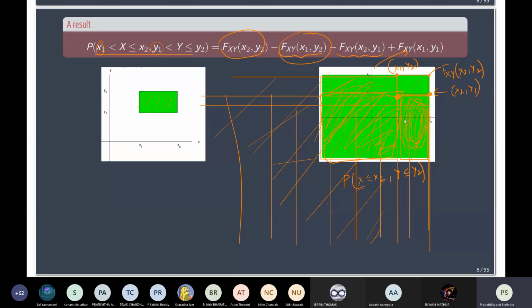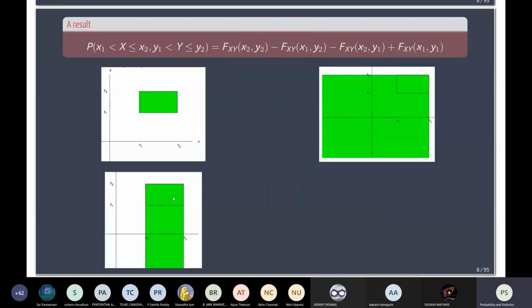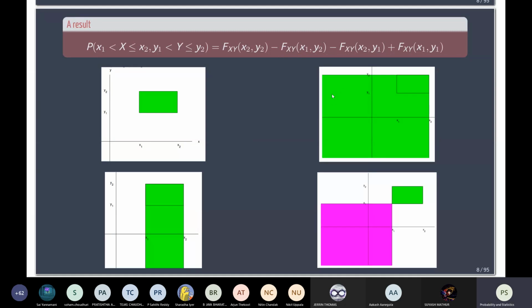Okay, so this is this part. For the moment we are at the green region, and then if we did this subtraction, we are left with this area now. And if we did this subtraction, then actually this area will be gone. This area will be gone, but apart from this, this region also is gone, because what we are subtracting is x2, y1. So x2, y1 is this one.